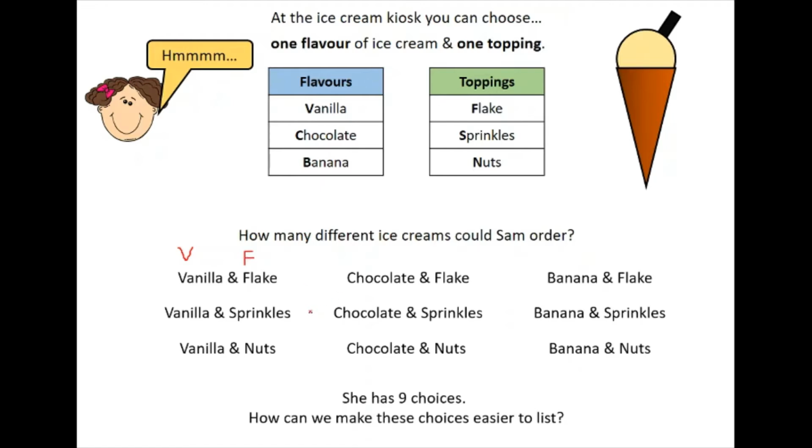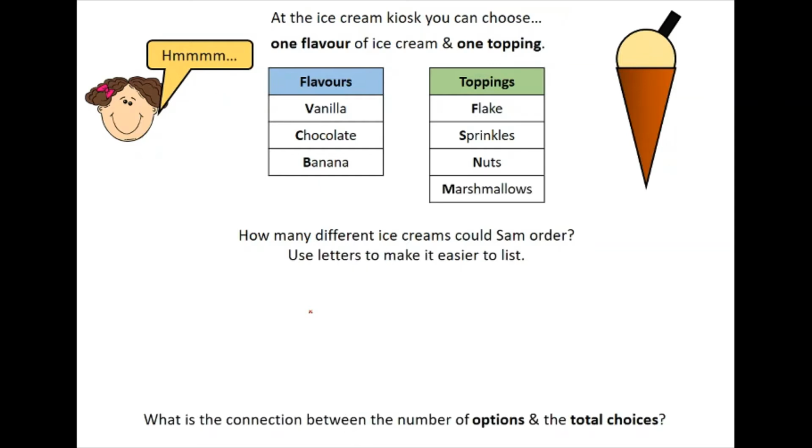Okay, so I want you to have a go very quickly at writing out all the different options that Sam could have from here, choosing 1 flavour of ice cream with 1 topping. So pause it, have a quick go, see if you get them all.